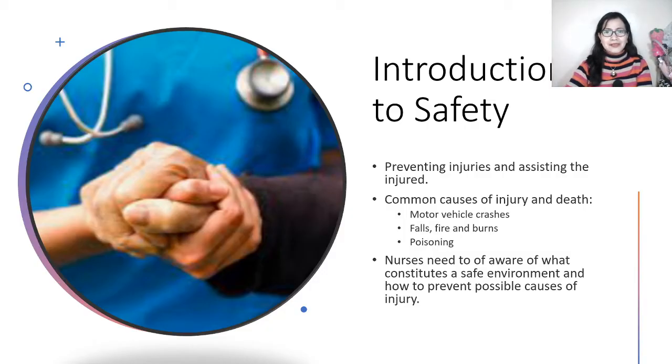So preventing injuries and assisting the injured actually is part of providing safety to our client. So we have the common causes of injury and death, and they are motor vehicle crashes, falls, also fire and burns, poisoning as well. So nurses need to be aware of what constitutes a safe environment and how to prevent possible causes of injury.